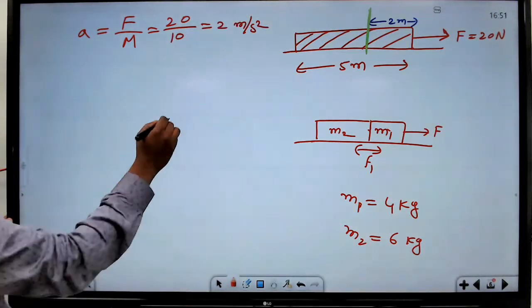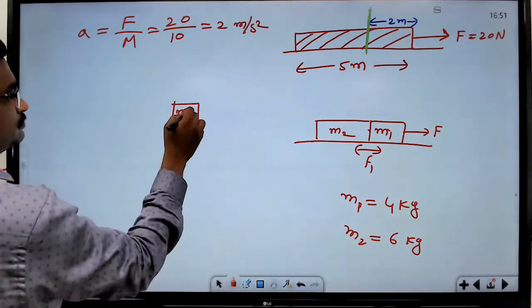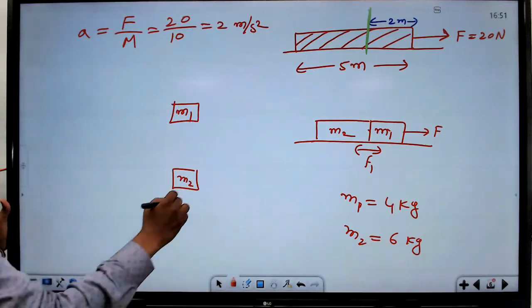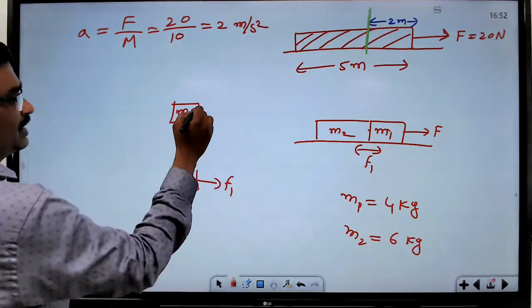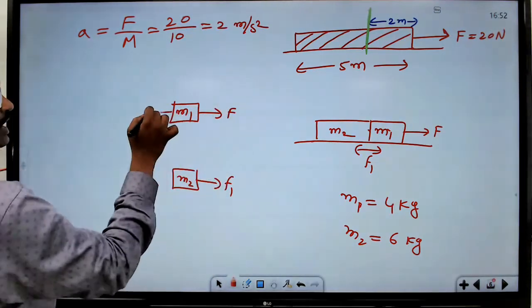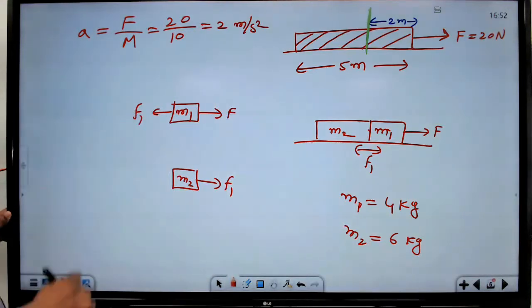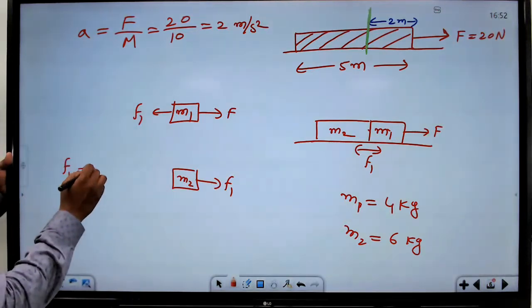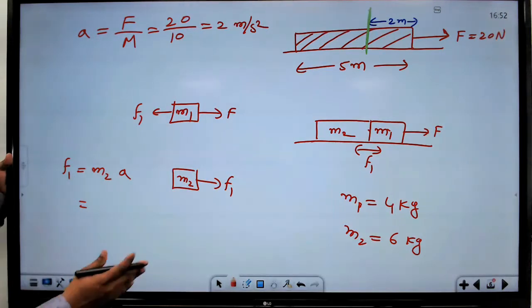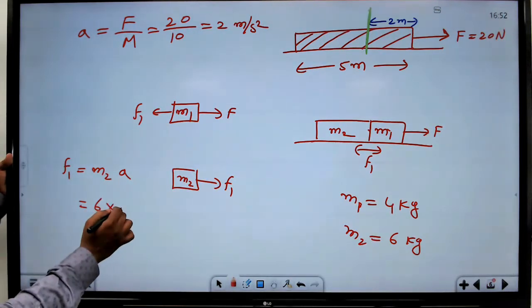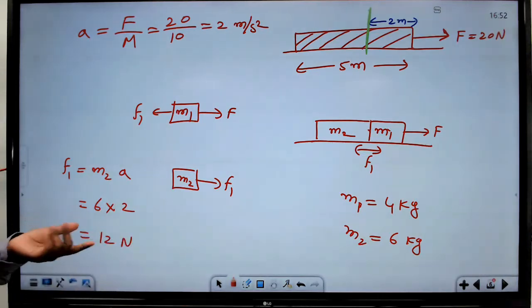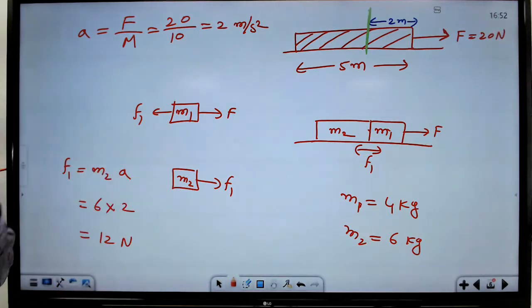Now free body diagram for mass M1. Free body diagram for mass M2. For M2 only contact force is there. For M1 applied force and opposing contact force also there. So what we need to calculate? Tension in the string nothing but contact force F1 only. So F1 can be written as M2 into A. M2 is 6 kg, acceleration is 2. That equal to 12 Newton. Solving from this side is easy when there is a single force.